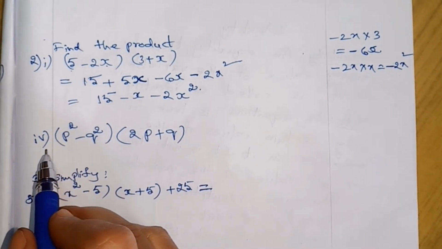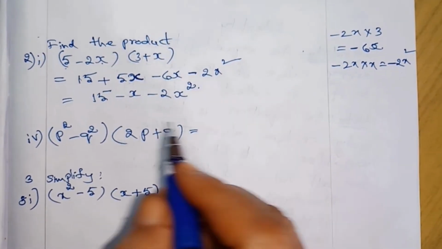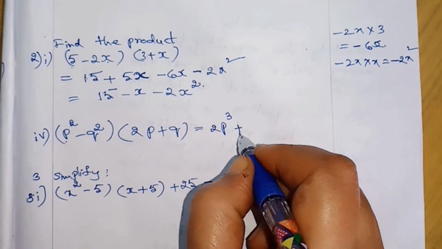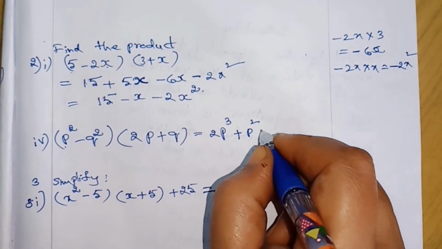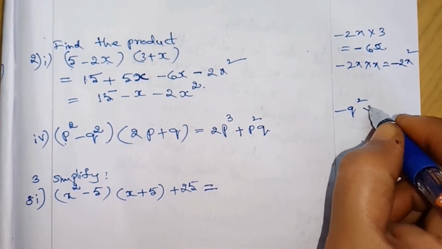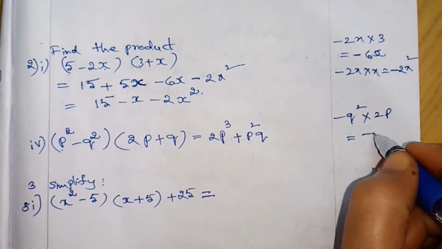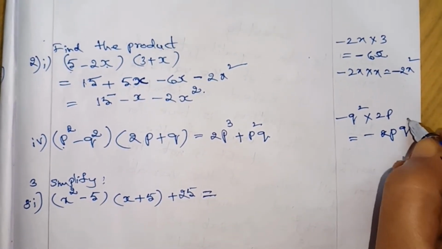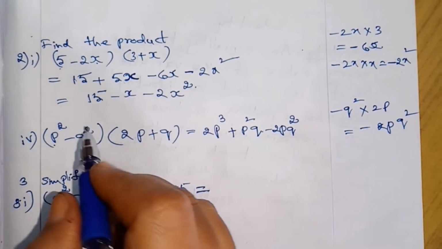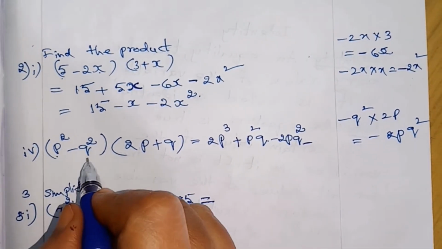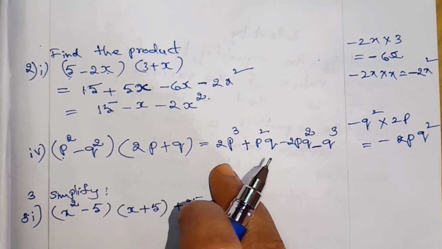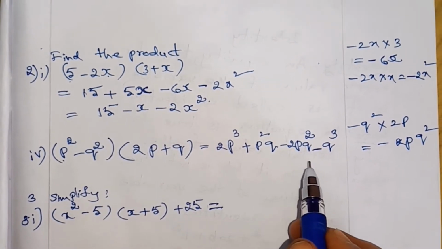Now see the fourth sum. This is equal to p square into 2p is 2p cube, plus p square into q is p square q. Then minus q square into 2p is equal to minus 2p q square. Minus into plus is minus, q square into q is q cube. So this is the answer: 2p cube plus p square q minus 2p q square minus q cube.